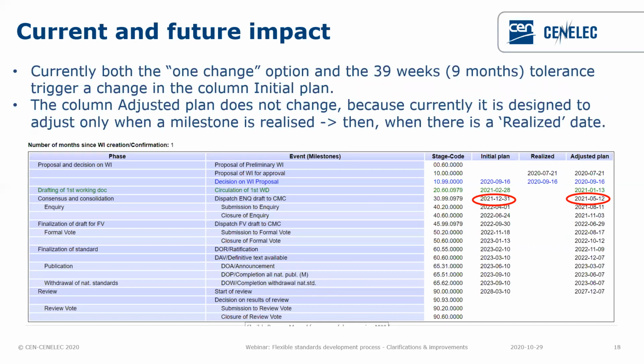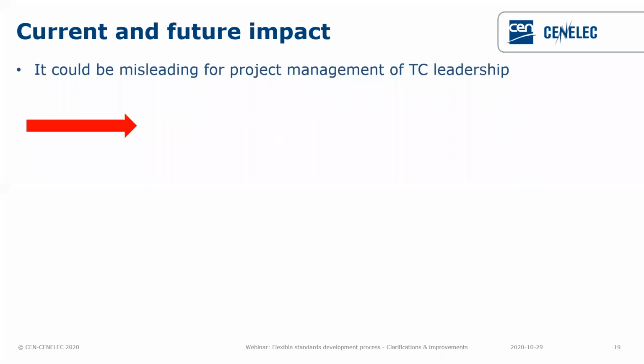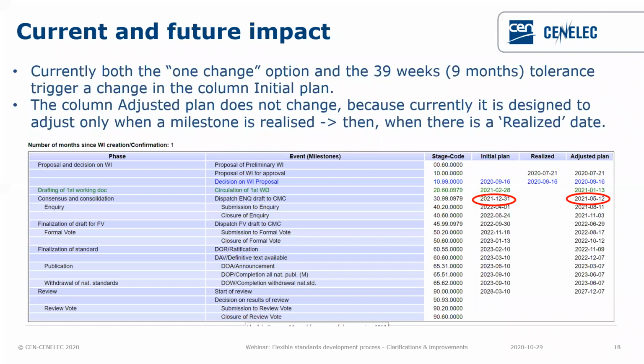Currently, both of these options, possibilities, trigger a change in the column initial plan. So you see the example here, for instance, dispatch inquiry draft to CCMC. For the 3099, we have a date, 31st December 2021, while in the adjusted plan, there is a previous date, because the change that has been requested, that could be a tolerance or the one change option, actually only impacts the column initial plan.